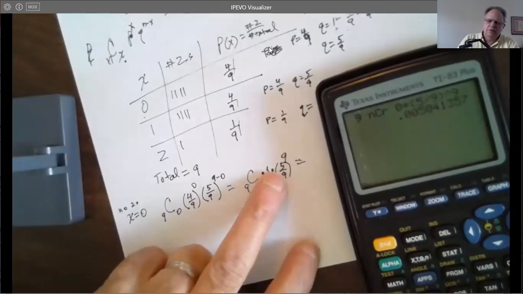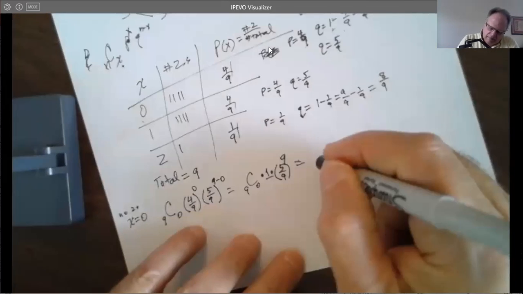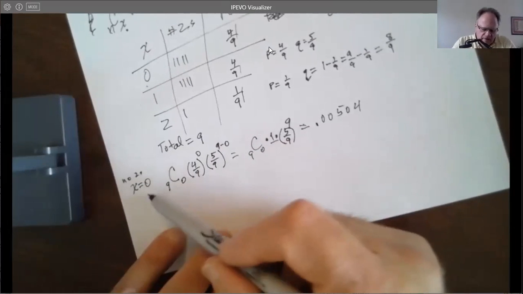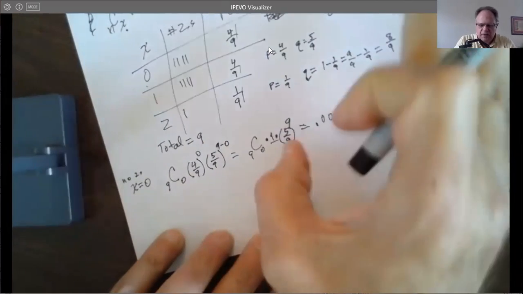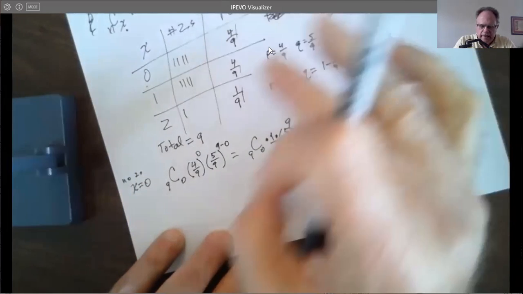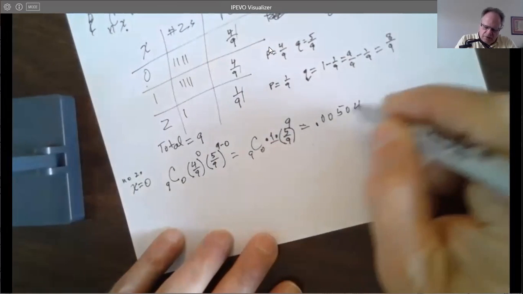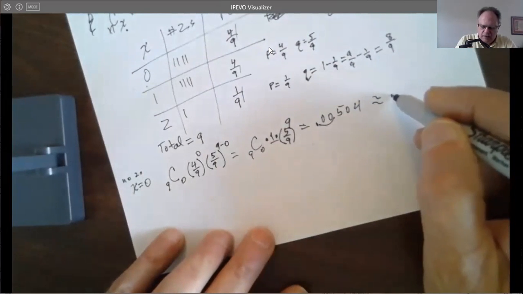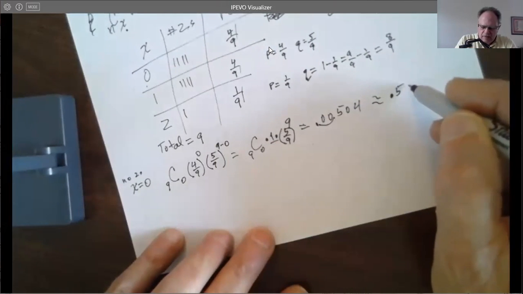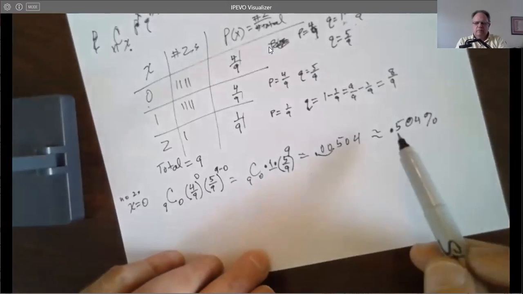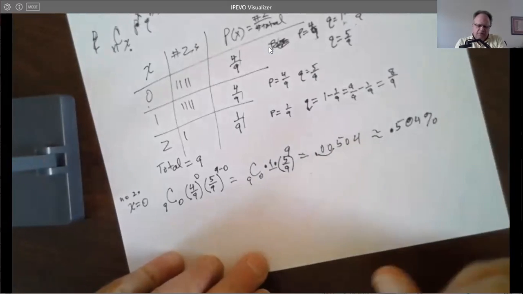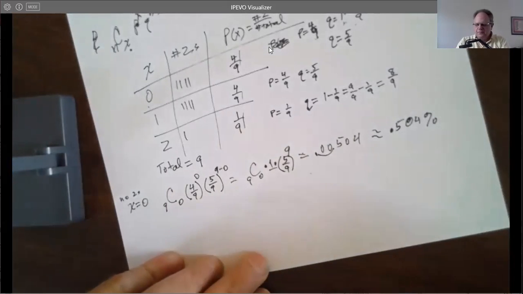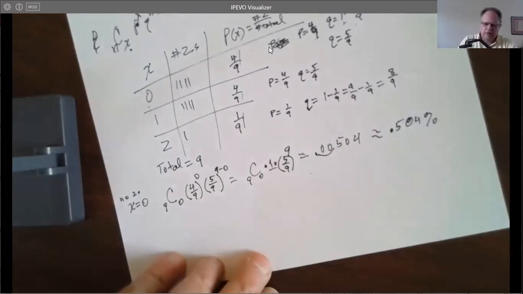We hit enter, and we get 0.00504. Well, what does that mean? That means that the probability of spinning that spinner twice and not getting any 2s is 0.00504, which as a percentage, we just move the decimal point over 2 places. I like to use percentages because people tend to relate better with percentages. So the probability of spinning twice and not getting any 2s is 0.5%. That's pretty slim.